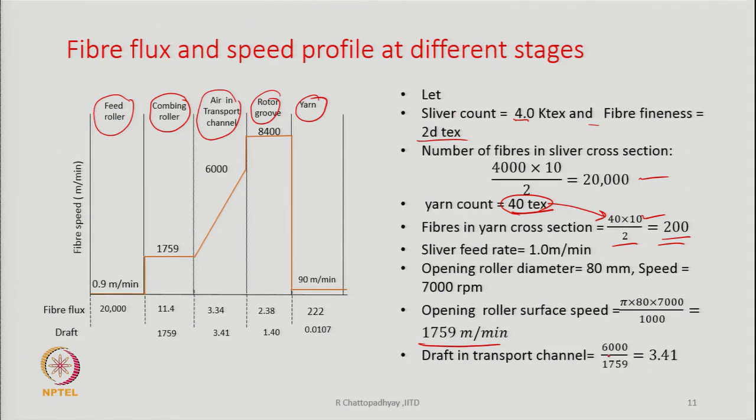Draft in transport channel, we can find it out, 6000 by 1759, that is 3.41. This is the draft within the transport channel, that is, the fibers are leaving the surface of the opening roller and through the transport channel are landing on the rotor wall. So, while traveling the small distance from the opening roller surface to the rotor, there is a draft because the air is accelerating continuously, and the draft in the channel could be of the order of 3.41.